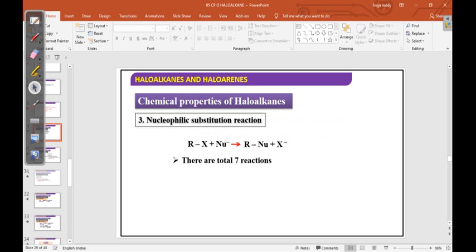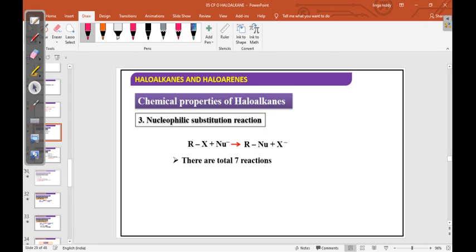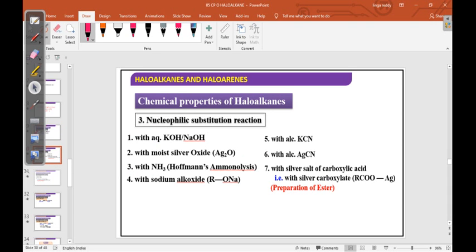Nucleophilic substitution reaction. What are nucleophilic substitution reactions? When a nucleophile is substituting in the substrate, that is called a nucleophilic substitution reaction. What are nucleophiles? Those which can donate electrons, generally OH minus, NH2 minus. Even H2O also acts as a nucleophile, which are electron dense.